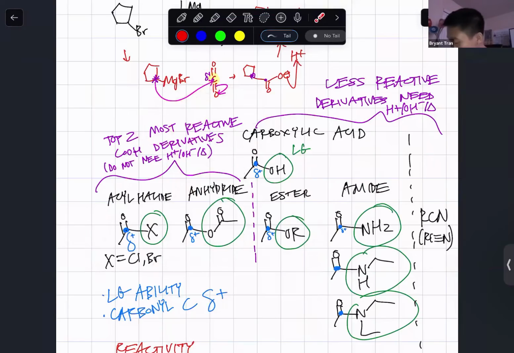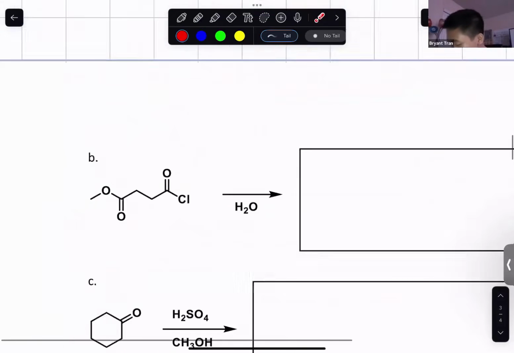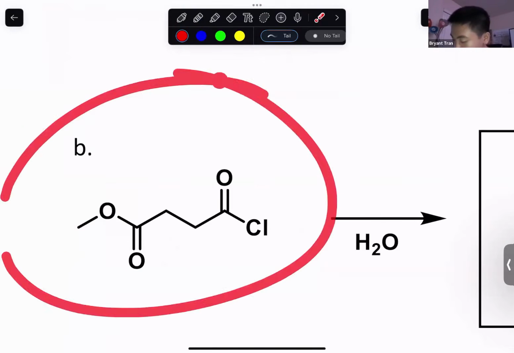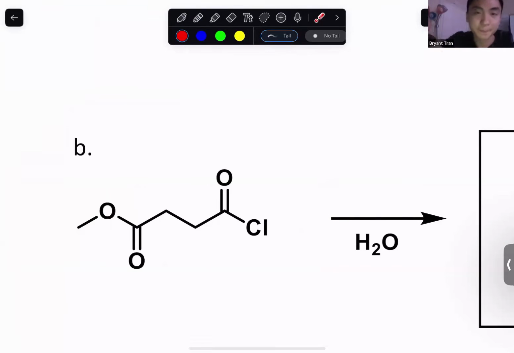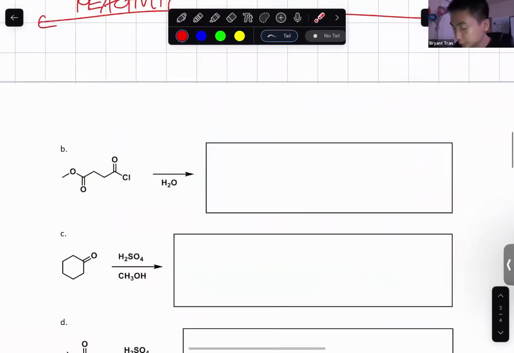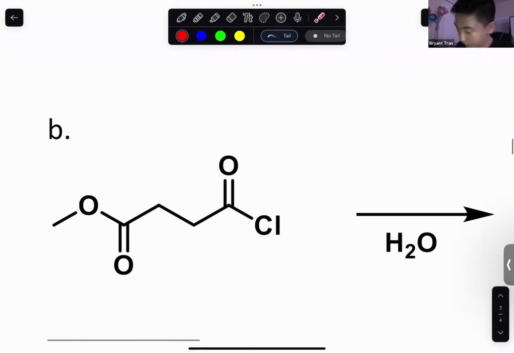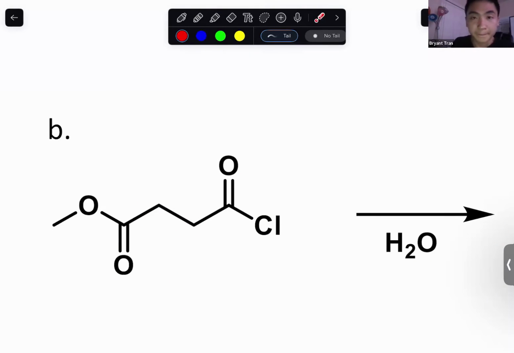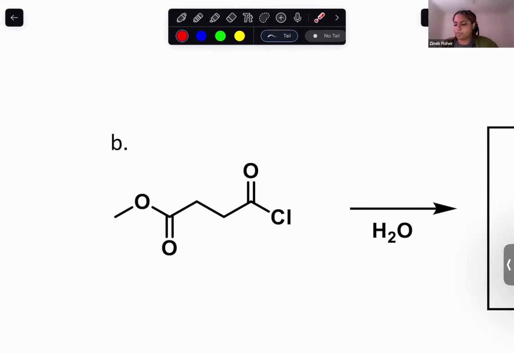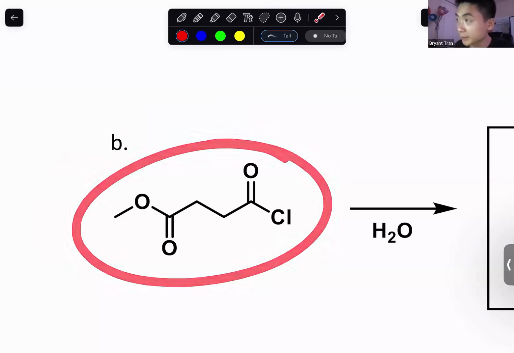Right. Okay. So let's go over here. What two functional groups do you see in this molecule over here? Right. I'll give you a hint. It's gonna be two carboxylic acid derivatives. Could you repeat the question one more time? Yeah. So we see this molecule over here. There's gonna be two functional groups present. What two functional groups do you see in this molecule here?